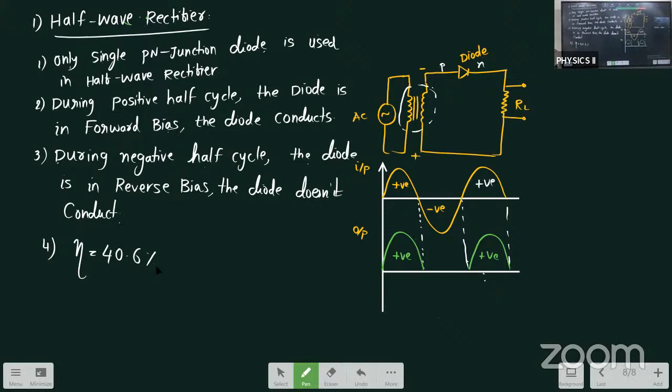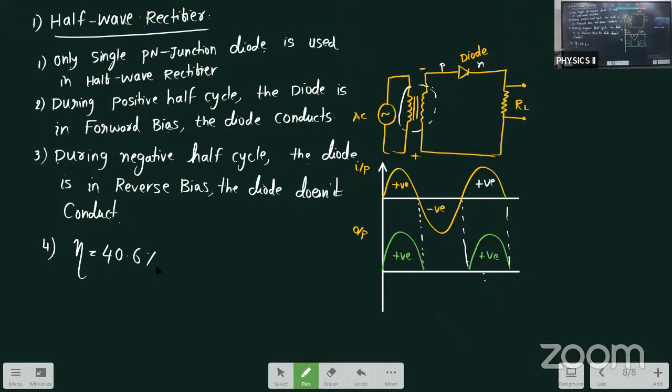Only one single PN junction diode is used, and during the positive half cycle, the diode will be in forward bias and it conducts current, and during the negative half cycle, the diode will be in reverse bias and it does not conduct. And what is the efficiency of this half wave rectifier? The efficiency of half wave rectifier is 40.6%.